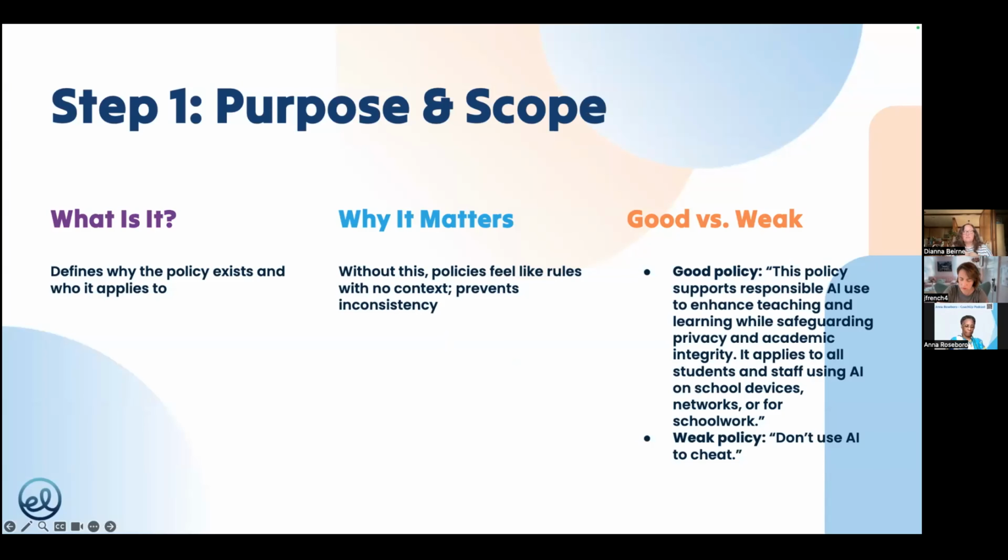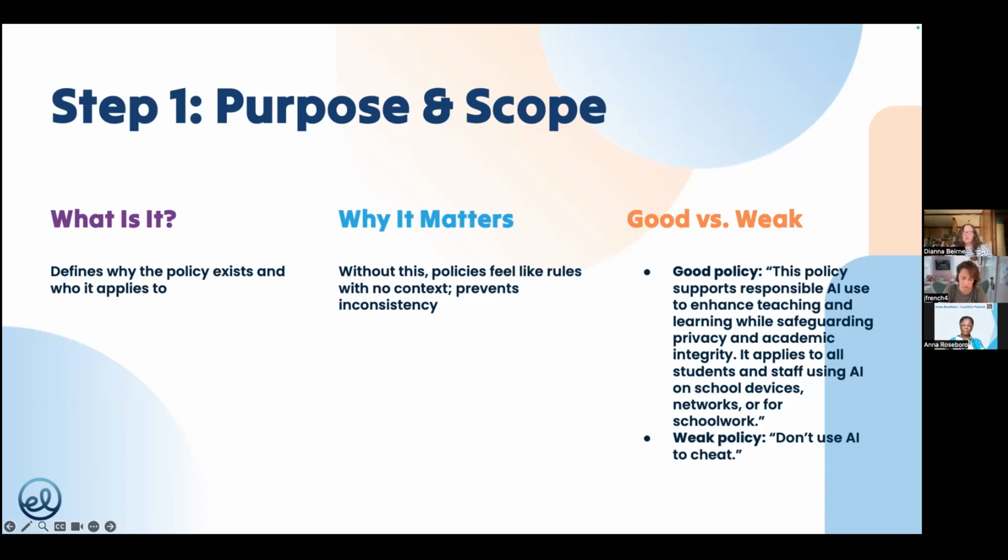This section defines why the policy even exists and who it applies to, like students, staff, families, contractors, etc. It matters because without this, policies sort of feel like rules with no context, which undermines trust. And when you state the scope, it essentially prevents inconsistency. For example, one teacher might ban AI altogether while another person might encourage it.